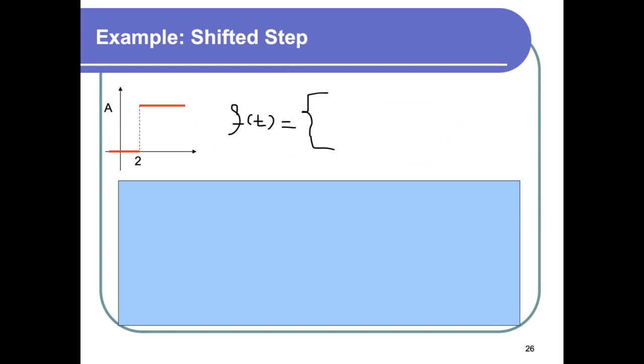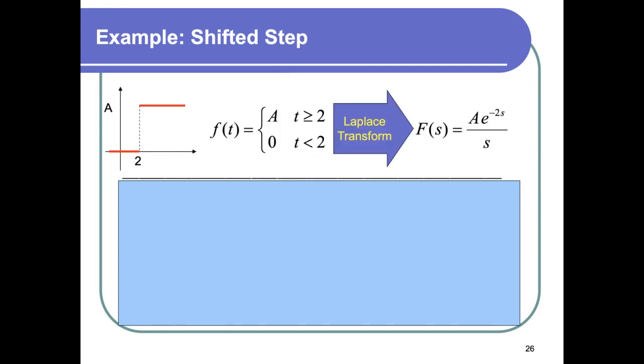Yes, Mazen. It is 0 from minus infinity up to 2, t less than 2. And it is a when t is greater than 2. Greater than or equal to, right? All right, so if we do the Laplace transform, you get F of s equals a e to the power minus 2s over s. We will prove that. So let's prove it.